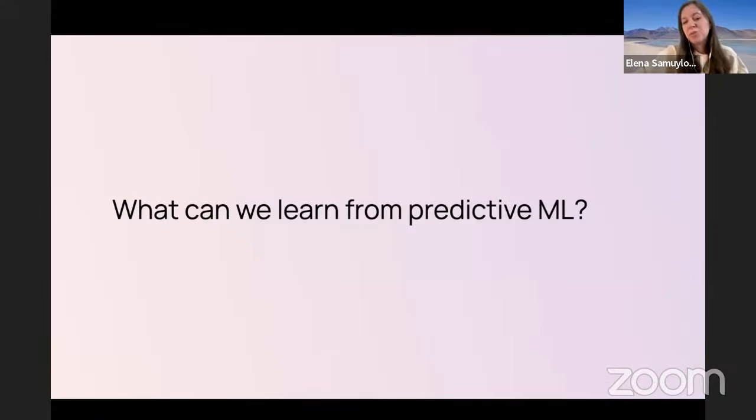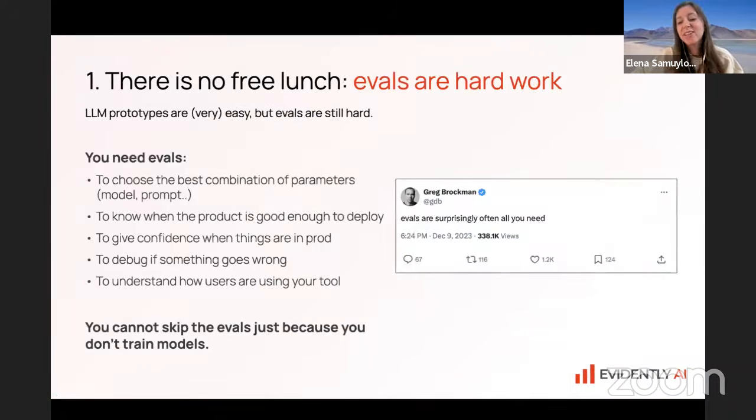So what can we learn from all this predictive ML when we apply it now to LLMs? So one thing is that, well, LLMs don't give you a free pass on not doing evaluations. Just because you have the model somewhere done, you still need to evaluate it on your specific task. And you need it at all stages of the life cycle, like we discussed.